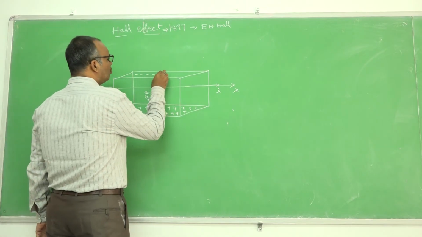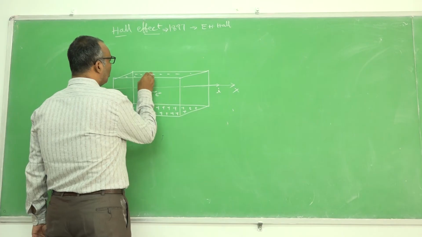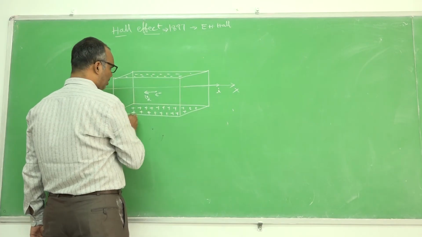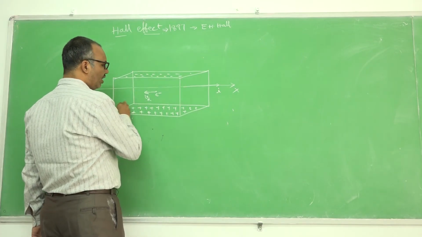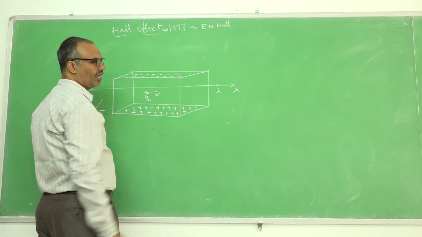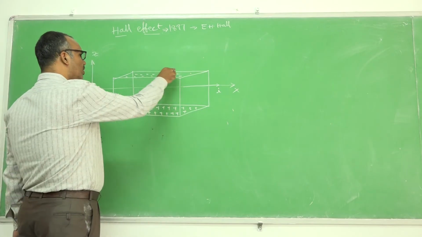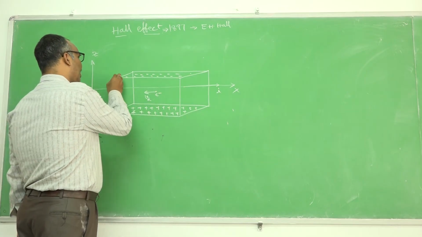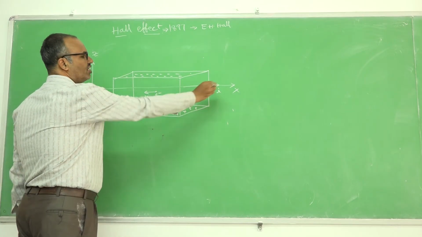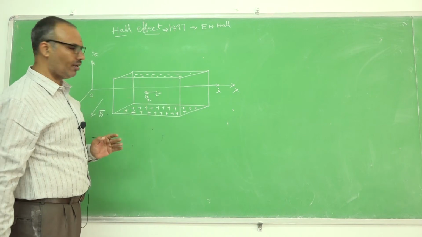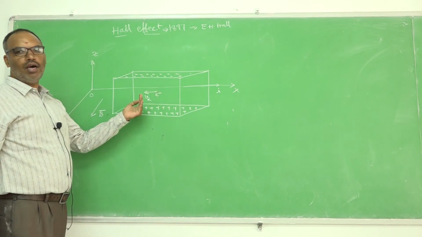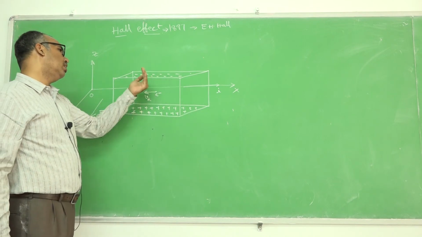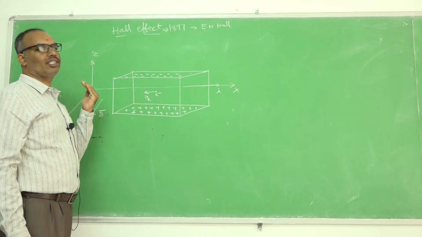So all the negatively charged electrons will accumulate on one face of the conductor, and all the positive ions will accumulate on the other face. These two faces are perpendicular to the other two faces. Current is passing through one set of opposite faces, and the magnetic field is applied across another set of faces like this.